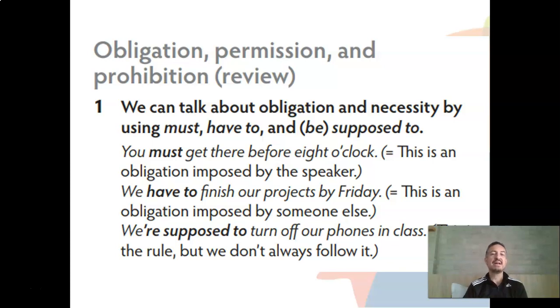Usually the difference between must and have to is this. Must is an obligation imposed by the speaker, whereas have to is an obligation imposed by someone else that comes from outside. Take a look at this one. We have to finish our projects by Friday. It's not the speaker who is imposing this, but it's something that comes from outside. That's an external rule. Maybe the school has imposed it, or the teacher. So both of them, must and have to, express obligation.